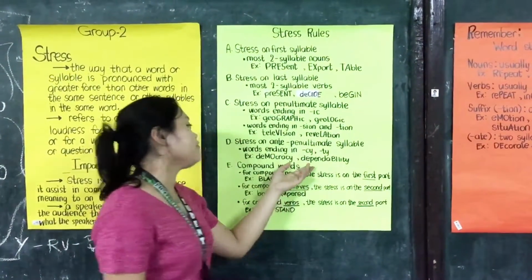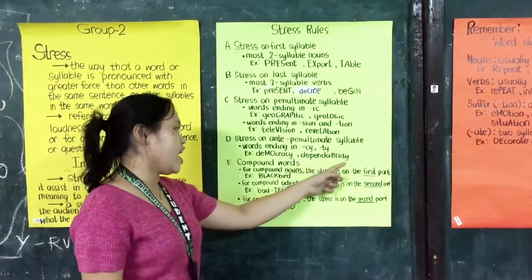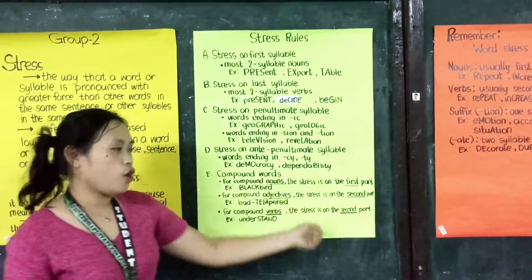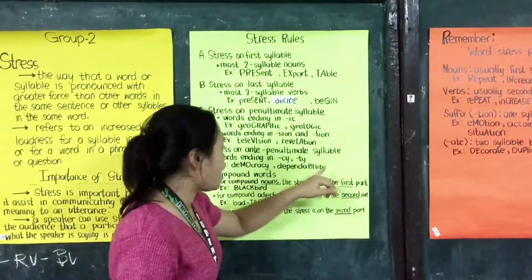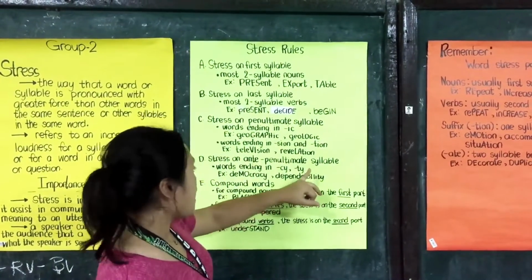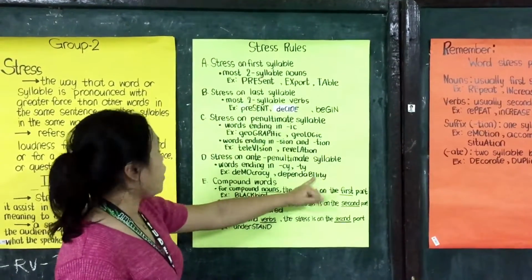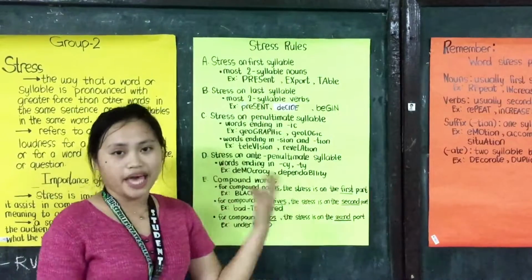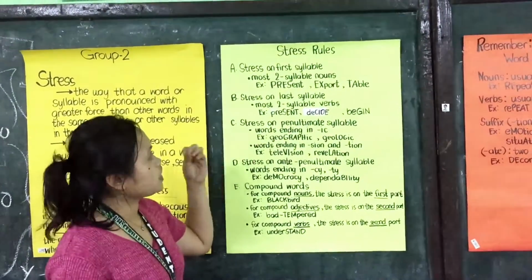Next we have dependability. In this word, we have six syllables. So we count from the last: li, and BI is the stress. BI is where the stress is located. Dependability. Okay, these are some of the stress rules.